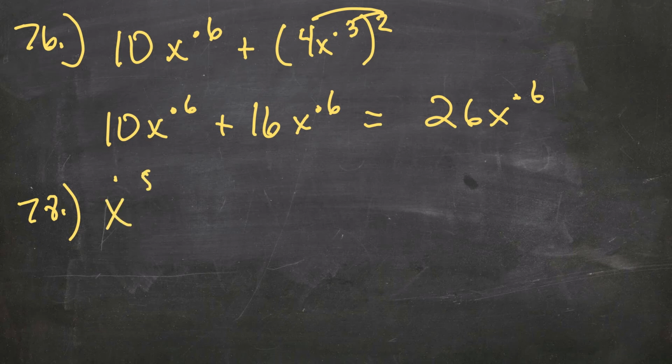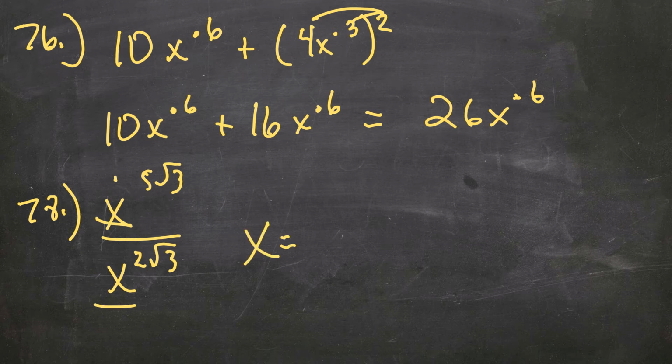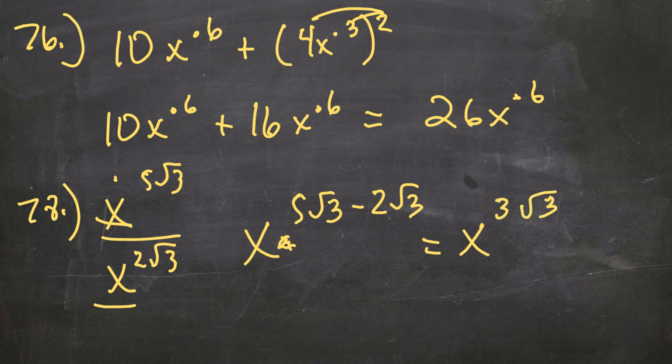78. I get x to the 5 radical 3 over x to the 2 radical 3. Matching bases, so I subtract. I get x to the power of 5 radical 3 minus 2 radical 3, so it's x to the 3 radical 3. And that's it.